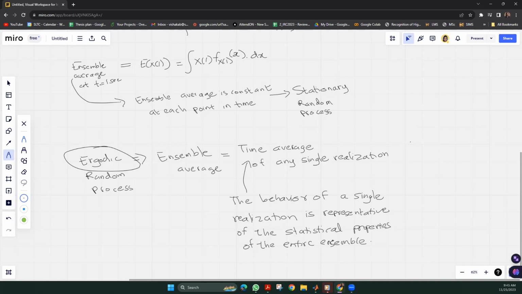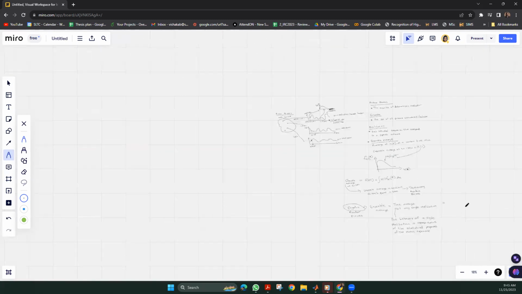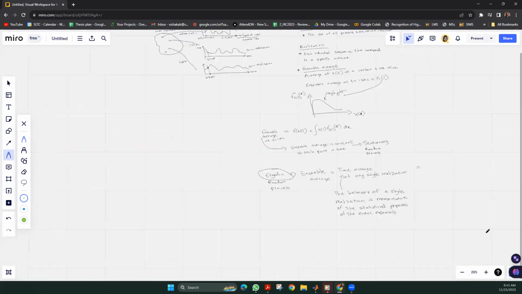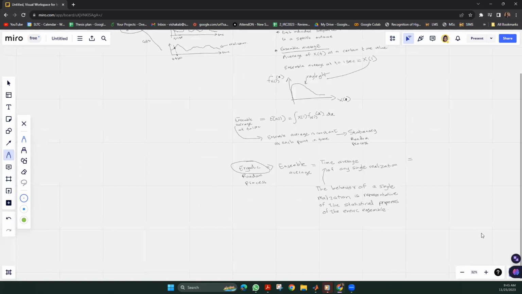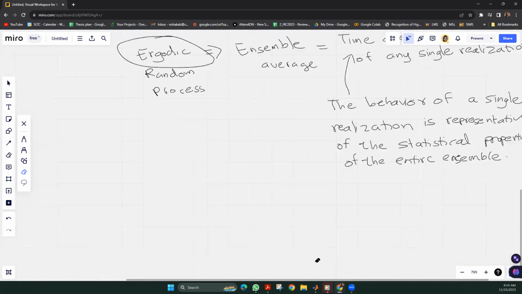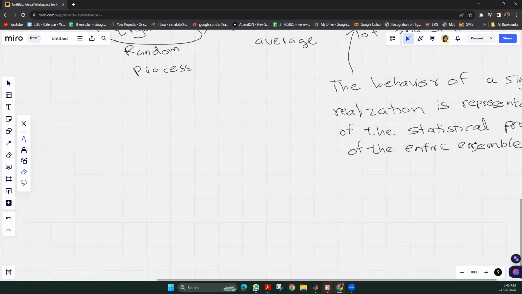When we talk about the time average, I would like to define that also using some integration mathematical formula. So the time average of a certain sequence, we can denote using this equation. So if you want to find the time average of a sequence, right?